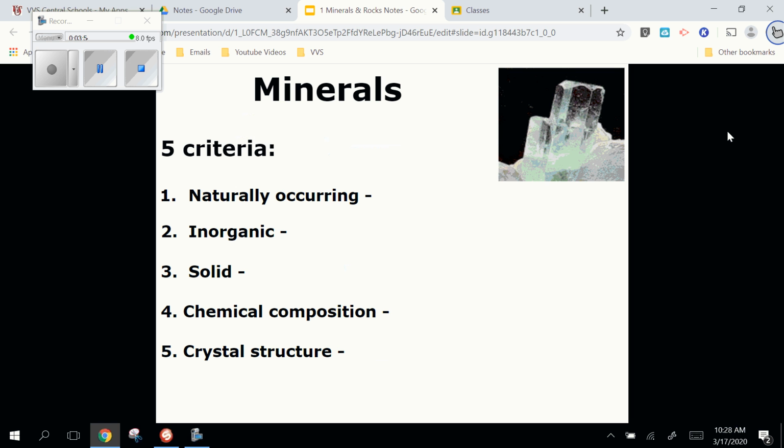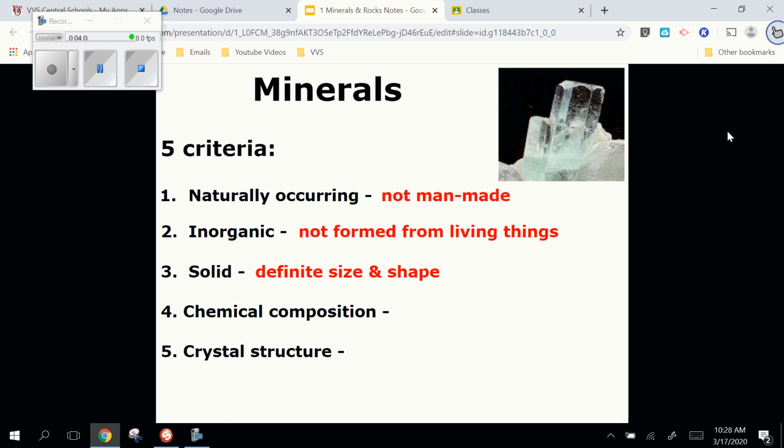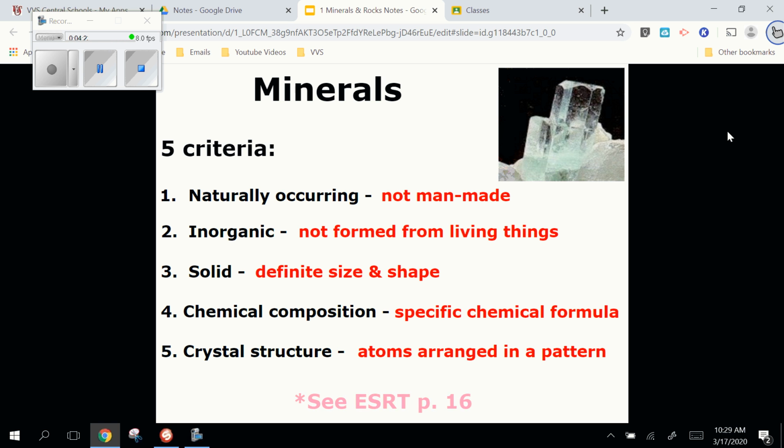All right, so what is a mineral? Well, a mineral has to fulfill 5 criteria. 1, it's got to be naturally occurring. It can't come from anything that was ever living. It has to be a solid. It has to have a chemical formula. And the atoms have to be arranged in a repeating structural pattern of some sort. If it doesn't fit these 5 things, then we're not talking about a mineral. Okay, it's something else.